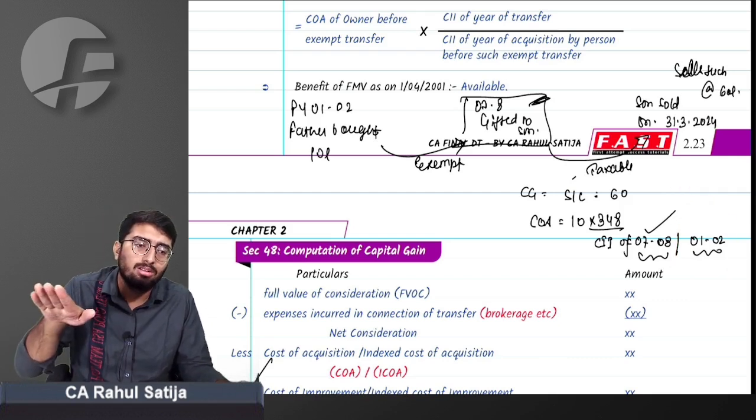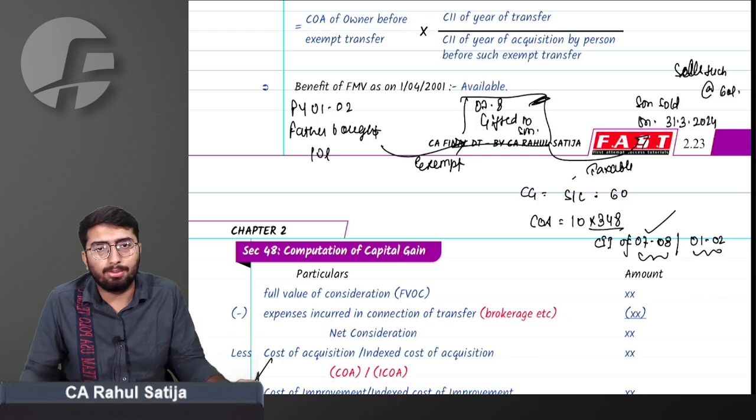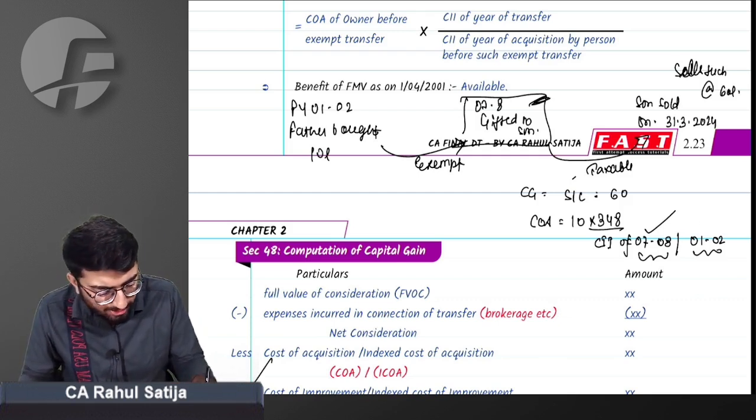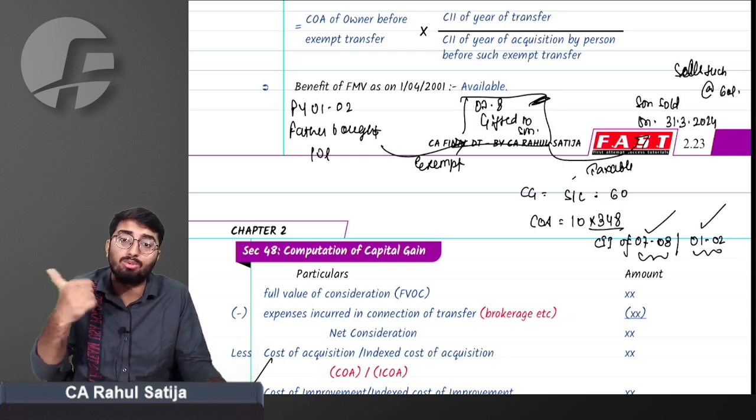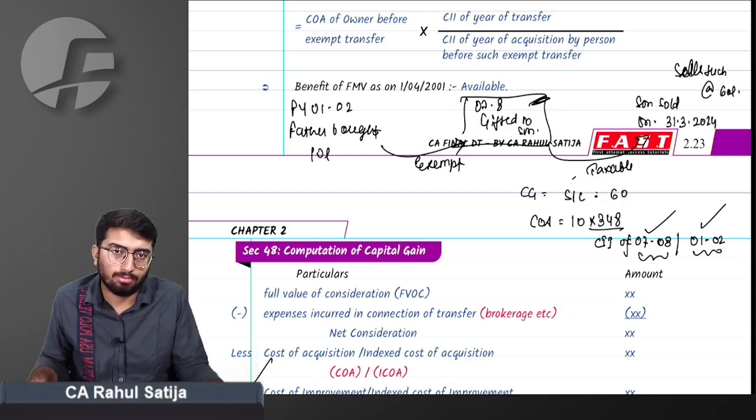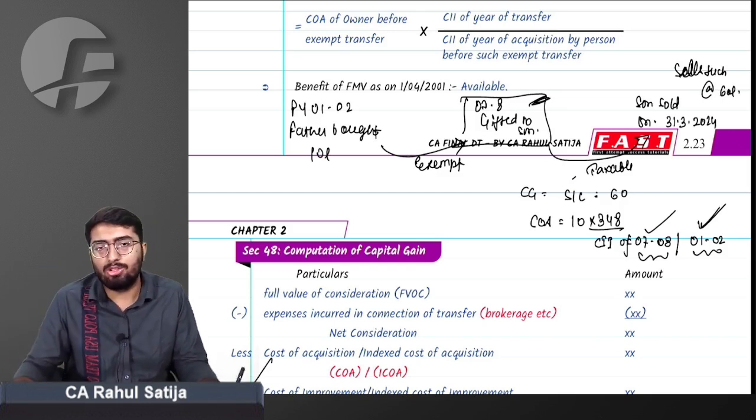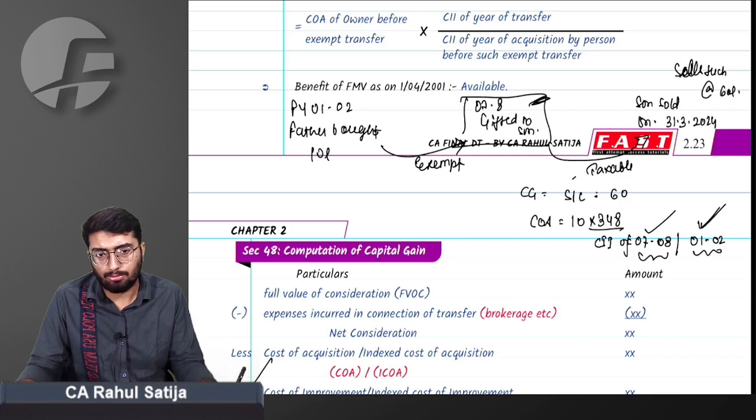This was presented to the Bombay High Court. And the Bombay High Court said in the Manjula Jesha case law that indexation from the previous owner can be considered. This was the verdict in the case of Manjula Jesha.